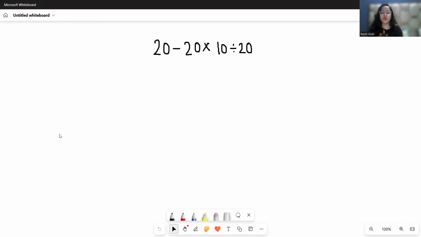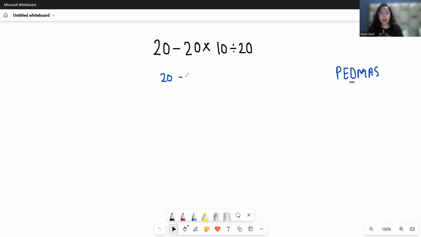In this video, we want to find the value of this expression: 20 minus 20 times 10 divided by 20. So are you ready to solve? Let's go ahead and start it. Here we have subtraction, multiplication, and division. According to the PEMDAS rule, we have to give priority to division, then multiplication, then subtraction.